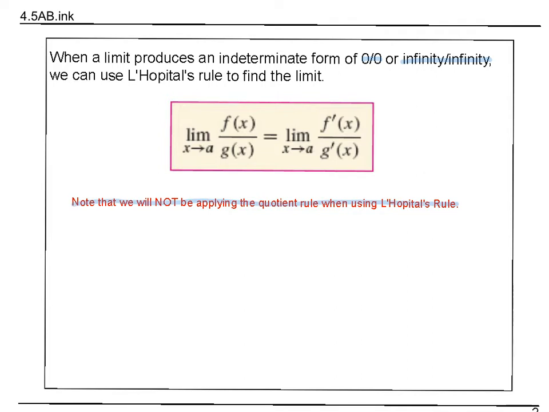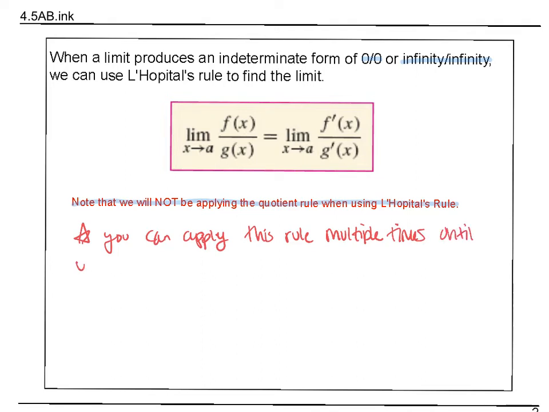So that extra note here is you can apply this rule multiple times until you no longer have an indeterminate form. So again, it works on 0 over 0 or infinity over infinity indeterminate forms.